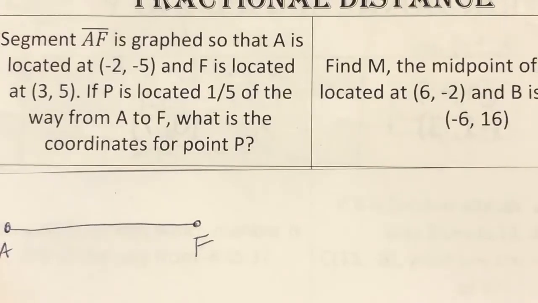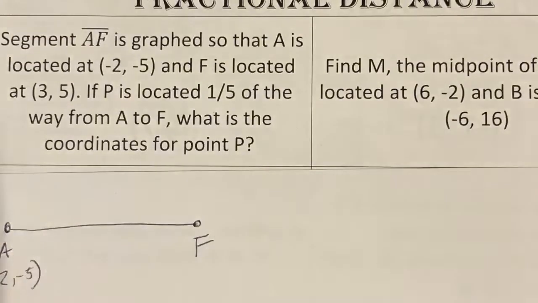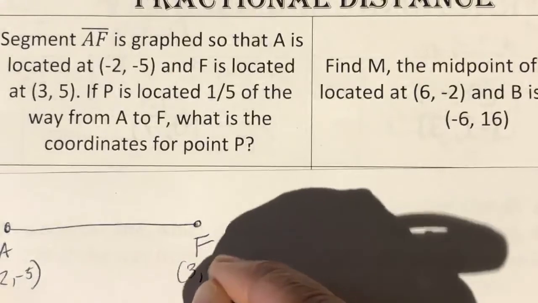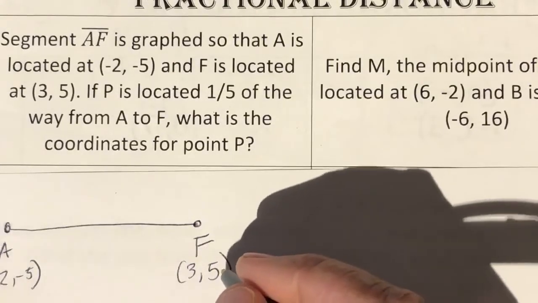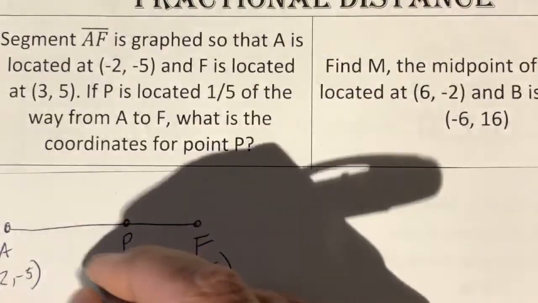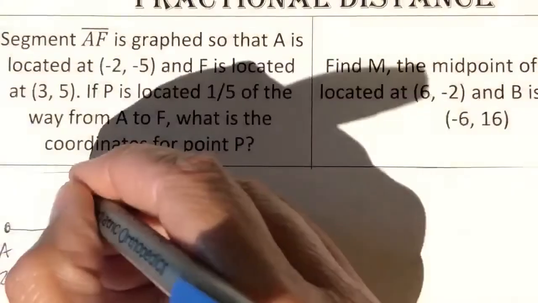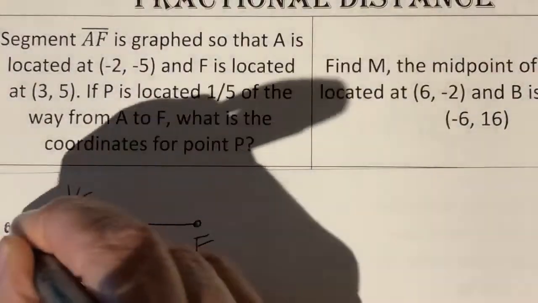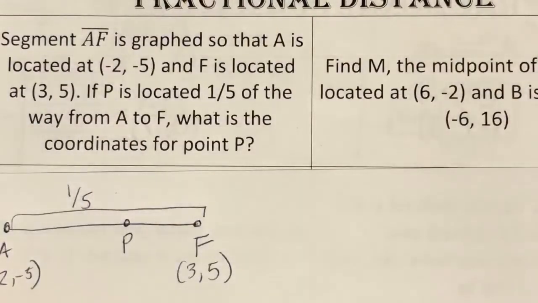So A is located at -2, -5 and F is located at 3, 5. The question is, we want to find point P. Point P, and that probably is not a good representation, is 1/5 of the distance from A to F. So how do I find 1/5 of the distance?